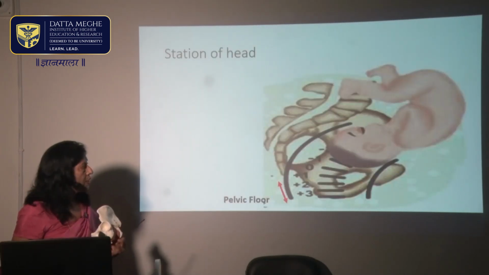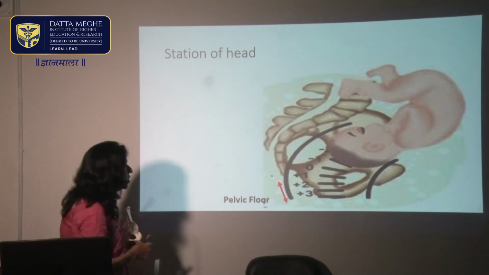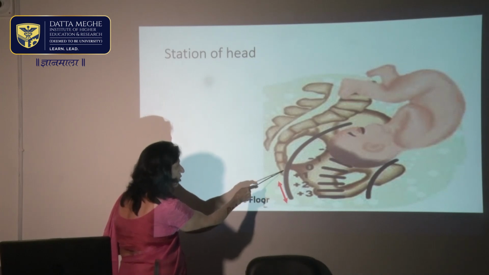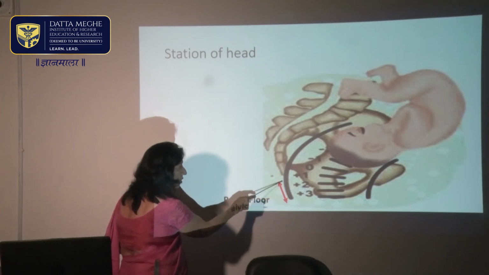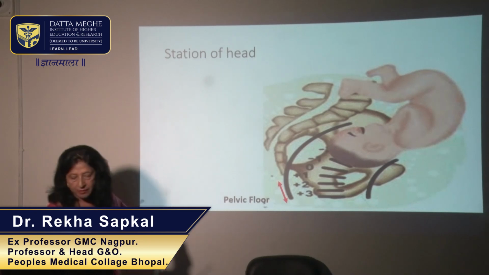This is how the movement of the head occurs. At +2 and +3 station, the head is on the pelvic floor, it is not on the bony part, it is on the pelvic floor. At +2 station, here the forceps are applied, prophylactic forceps are applied here, like that.